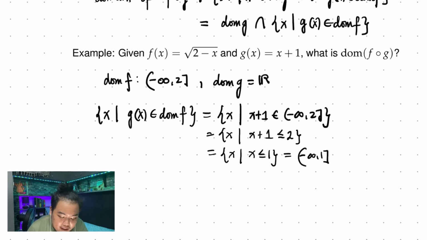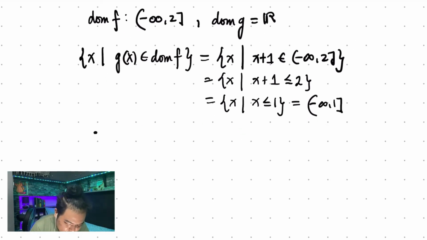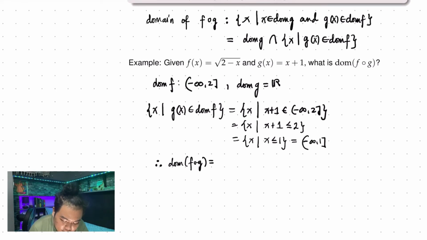So, hindi pa yan yung domain na F circle G. Ang domain na F circle G, ito. Okay. So, the domain of F circle G is equal to the domain of G. Ano ba yung domain ni G? Real numbers, sinolve natin yan kanina. I-intersect with this. So, ang sagot, negative infinity to 1. So, ito yung domain ng F circle G.